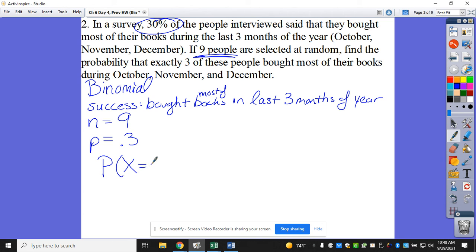Exactly. And so if it's an equals, what am I doing in my calculator? The PDF. And what do I get for this one? 0.2669. Are we agreeing with this or is it not 8? I have it written down over there.